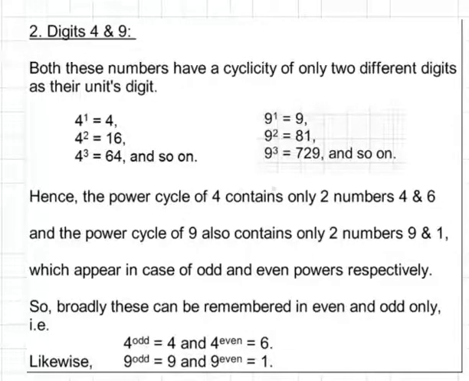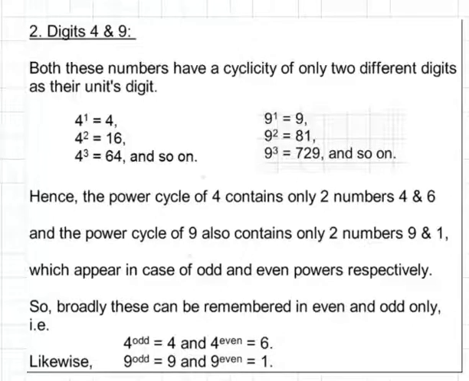The power cycle of 4 is 2. Here you can just say that whenever the power is odd, like 4 power 1 or 4 power 3 or 4 power 5, you're going to always have the last digit as 4. And whenever you have the power as even, that is 4 power 2, leave out 0, don't consider 0, please. So here you can see that 4 power 2 or 4 power 4, the last digit is always going to be 6.